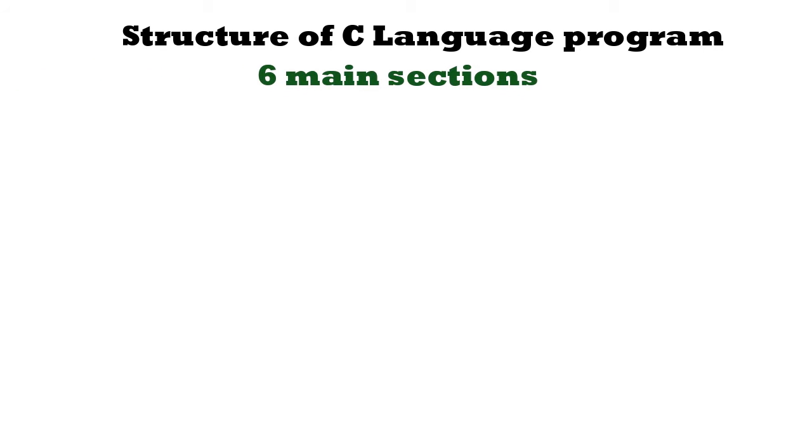Hello everyone. In this video lecture, we'll see the structure of a C program. Any C program consists of six main sections. So now we'll see a brief explanation of each of them.